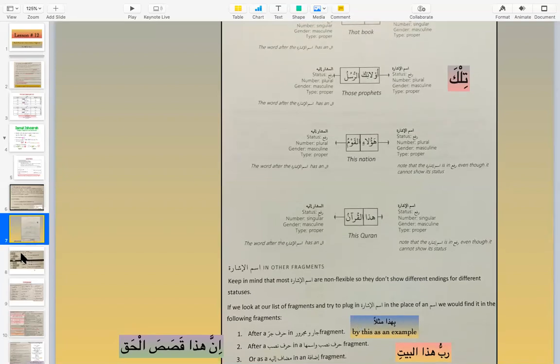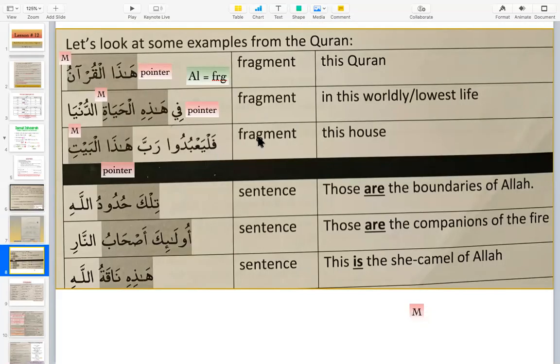Okay, so now let's see some more examples over here. Hazal Quranu. So haza, and then I see al over here. What do you think? Is that a pointer or a sentence? Oh, sorry, is that a fragment or a sentence? Haza al came, so that is our fragment. And the translation would be this Quran.